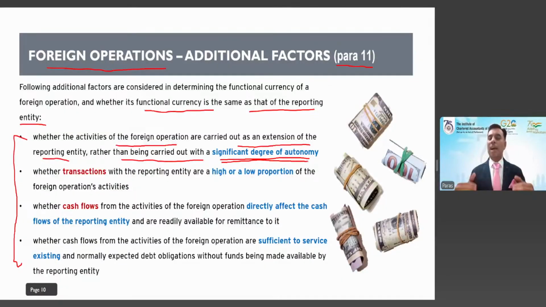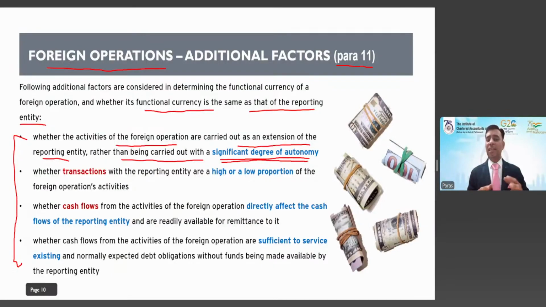So you are required to evaluate the significant degree of autonomy. Now, how will you evaluate? You need to check whether the foreign operation can make its own decisions on its own, whether any significant interference is there or not with respect to the decisions made by this foreign operation.